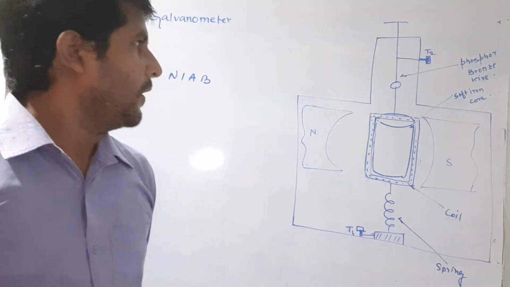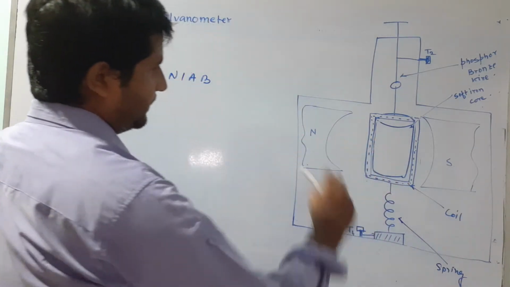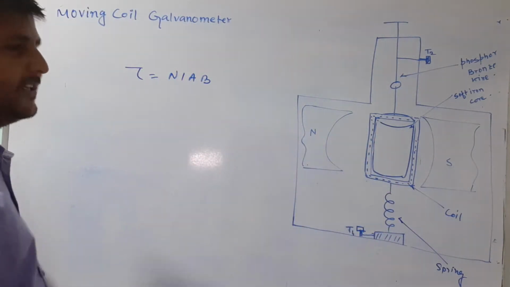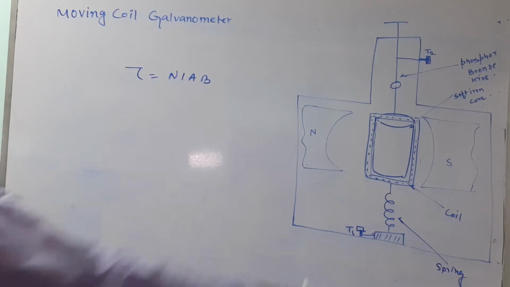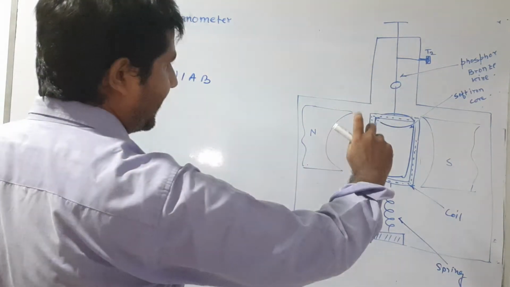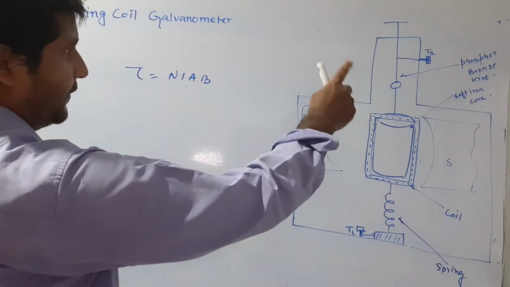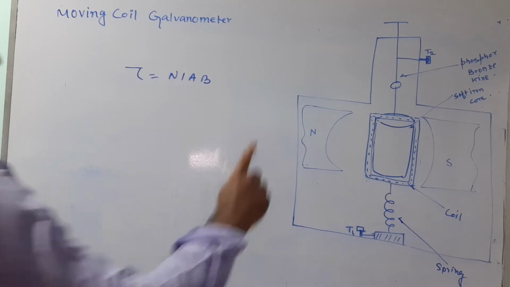Now, when this coil experiences a torque, due to this torque the coil gets deflected. And when the coil starts deflecting, the wire is twisted, and due to the twist of this wire, another restoring torque is developed in the wire. This restoring torque tries to restore the coil back to its initial position.